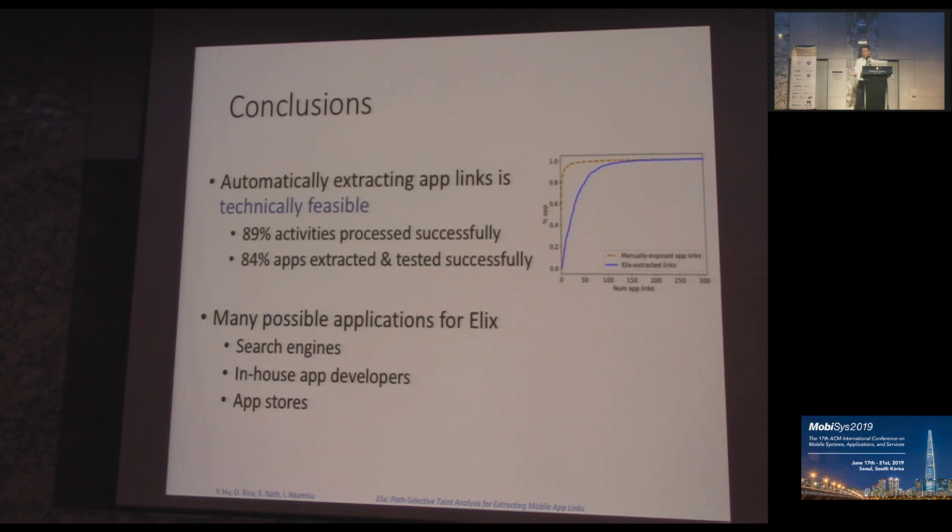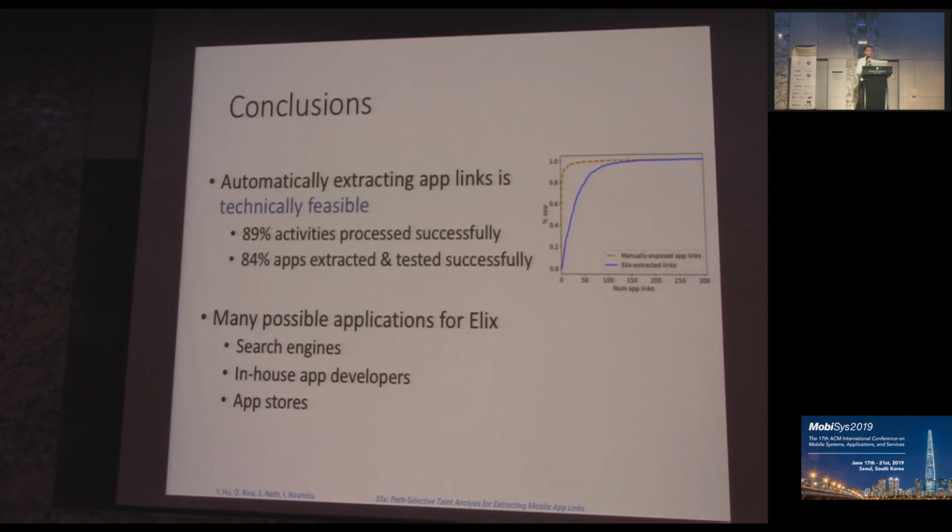There are many possible applications for Elix. For instance, search engines are currently using this to an extent, but they can leverage Elix to essentially give you a much richer interface to how you would land in a certain app. In-house app developers can also use Elix to figure out what links are exposed. Maybe you want those links exposed, maybe not. Well, Elix tells you, nevertheless.